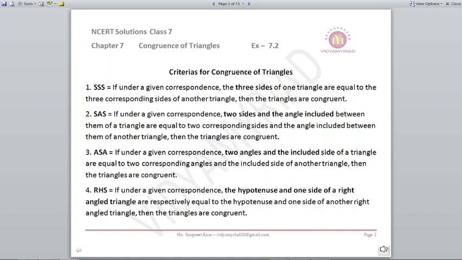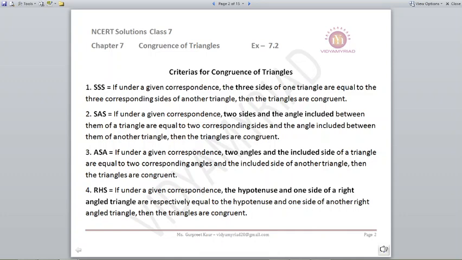Number 1 is SSS, which is side, side, side. When all the three sides of one triangle are equal to the corresponding sides of another triangle, then the triangles are congruent. Number 2 is SAS, or we call it side angle side, which means there will be two sides and the angle included in between those two sides. When they are equal to the corresponding sides and the included angle of the other triangle, then the triangles are congruent.